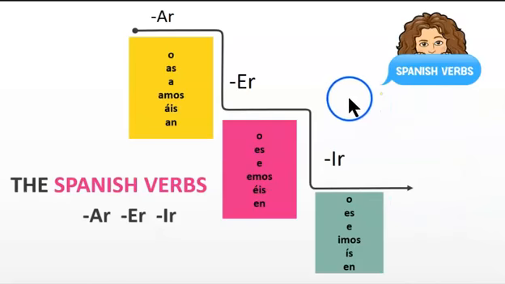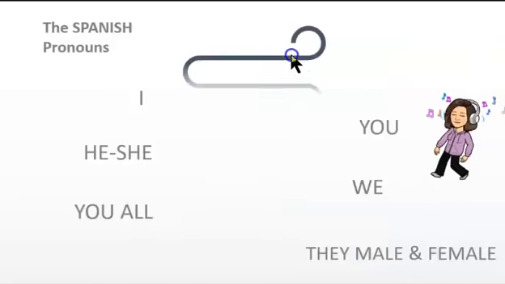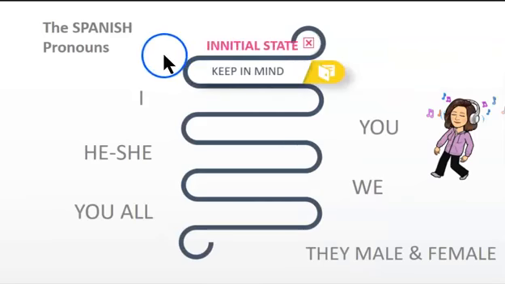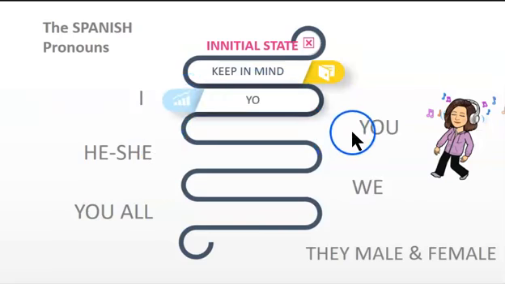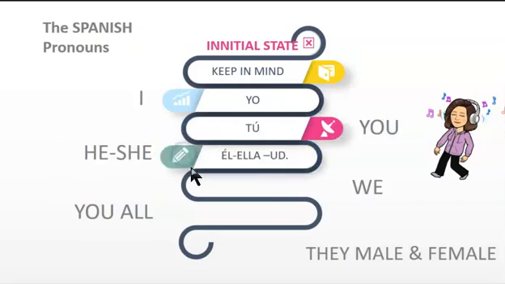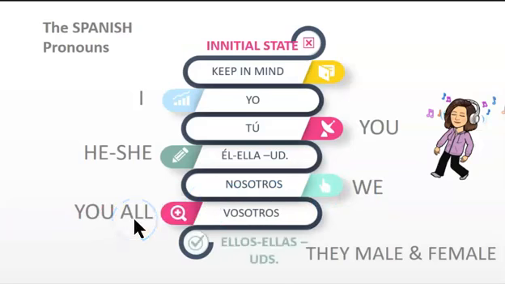Now we're going to remember the Spanish pronouns. So keep in mind, for I is yo, for tú is you, for él, ella, and usted, he and she, for nosotros, we, for vosotros, you, and for ellos, ellas, and ustedes, they, men and women.